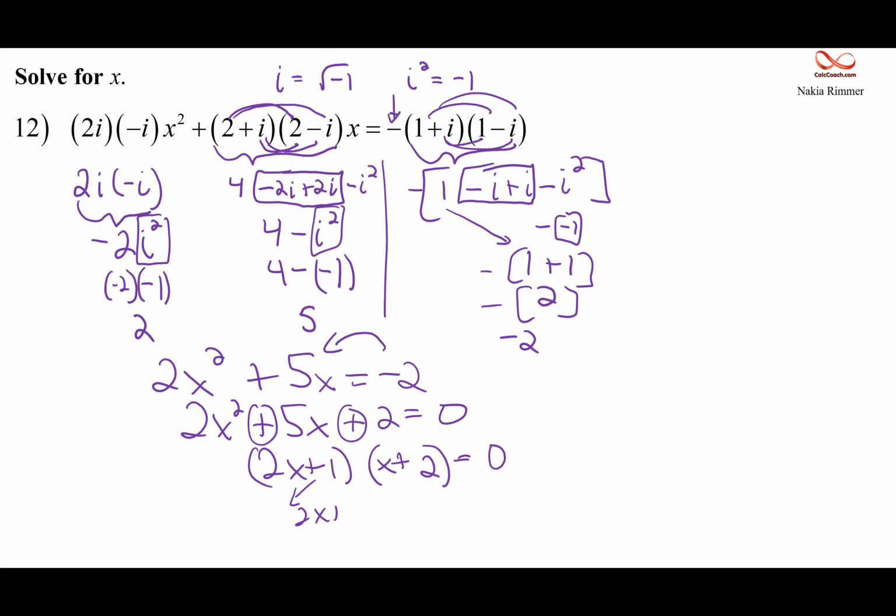So either 2x plus 1 is equal to 0 or x plus 2 is equal to 0. Solving for x, we get the two options where we subtract over 1 and get the fact that x is negative a half, and we subtract over 2 and get the fact that x is equal to negative 2.